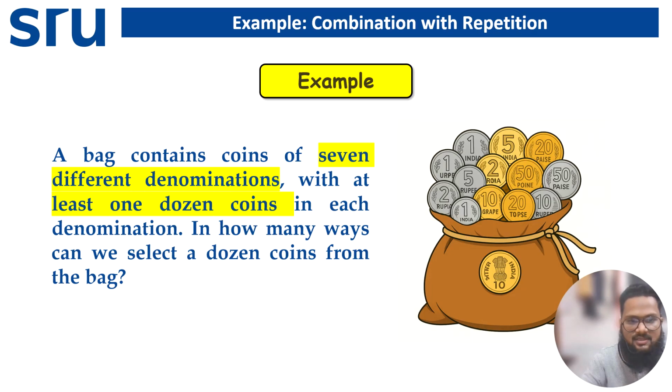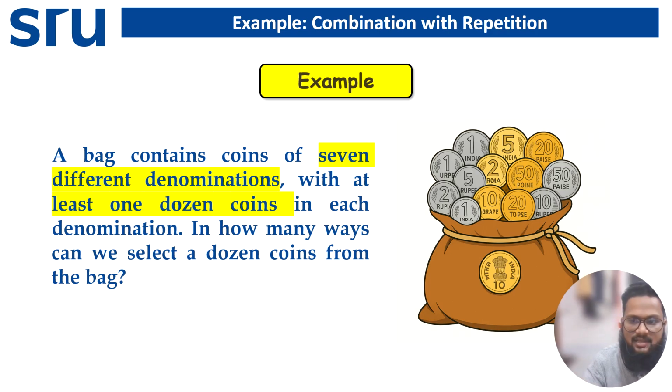If you see this example, a bag has a total of 7 different denominations. Suppose 1 rupee is one denomination, then 2 rupees, 5 rupees, 10 rupees, 20 rupees, like that, 7 different in total, and there is at least 1 dozen coins in each denomination. So there is repetition: 7 types, but each type has 1 dozen. That means a category is repeating. And to choose the coins, we don't have any order. You just put your hand in the bag and pick, so no order is required.